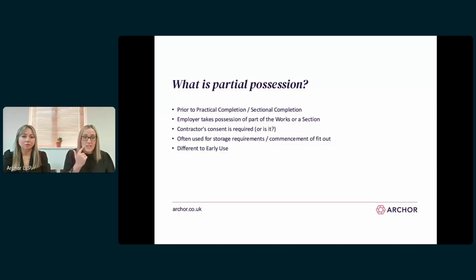It's worth clarifying at this point that partial possession is different to early use under the JCT. So early use, and in my mind, it sounds a bit wrong with the names, but early use actually means that the contractor retains exclusive possession of the site, but the employer is allowed, again, usually with the consent of the contractor, to use part of the works before practical completion of the site. Partial possession is different to that because it signifies that the employer has taken possession away from the contractor, and the part that is taken is therefore deemed completed.